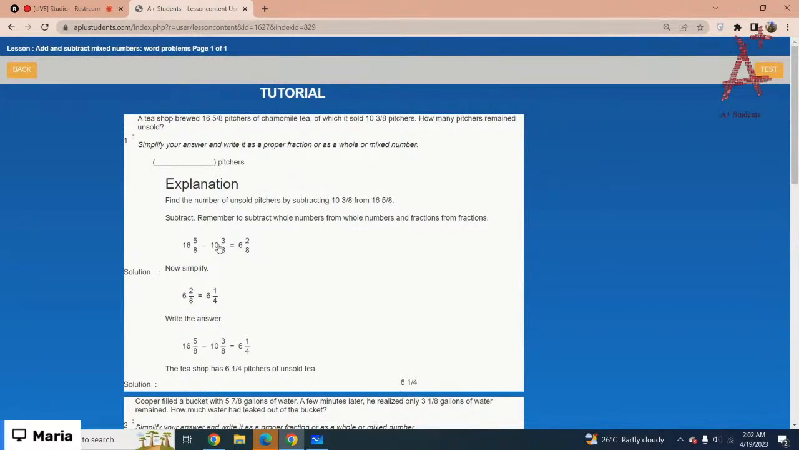Let me read the question. Just listen to me carefully. A tea shop brewed 16 whole 5 by 8 pitchers of chamomile tea, of which it sold 10 whole 3 by 8 pitchers. How many pitchers remained unsold? So the total pitchers they made are 16 whole 5 by 8 and the ones they sold are 10 whole 3 by 8. So you need to calculate the remaining pitchers. Got it? So let's just subtract.